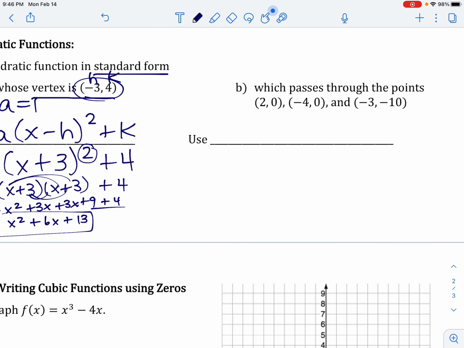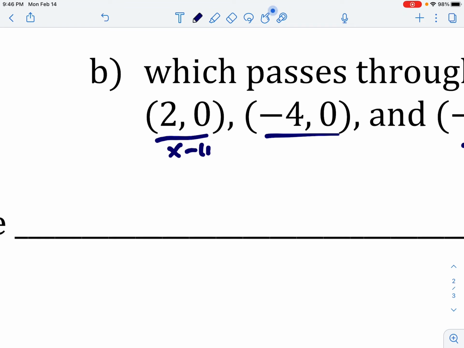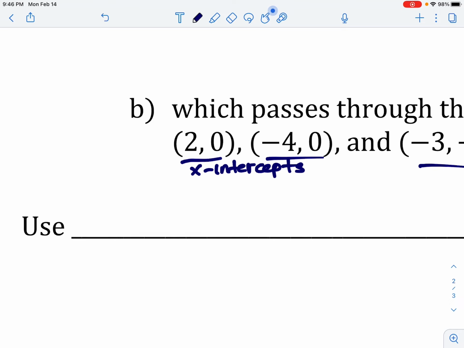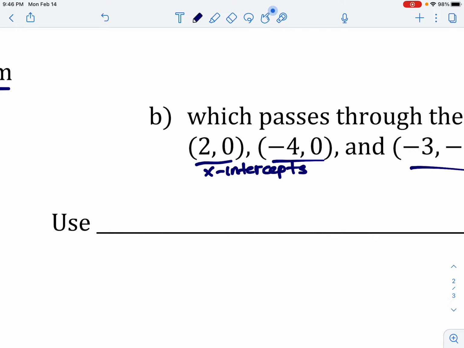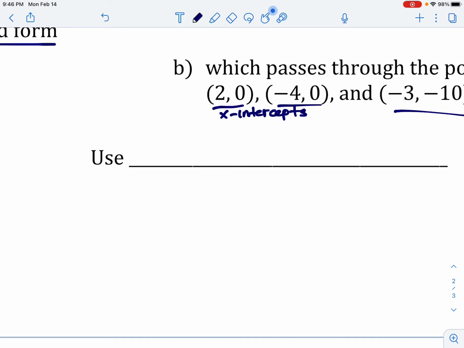All right, looking at this one, it says write the function in standard form which passes through the points (2, 0), (-4, 0), and passes through the point (-3, -10). Well, I know these two points right here are my x-intercepts. So which of those forms do you think we're going to use? Yes, we're going to have to use the intercept form, which is y equals a times the quantity x minus p times the quantity x minus q.